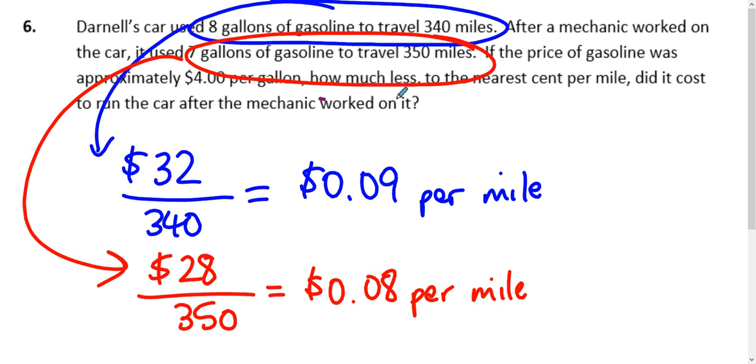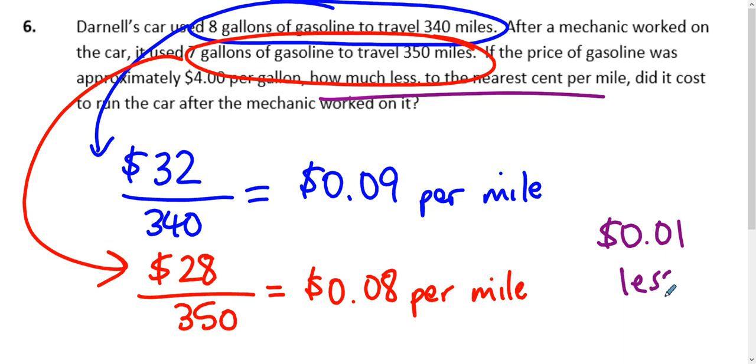Well, how much less? 0.01, 1 cent less per mile. That's how much less it cost per mile to run the car after the mechanic worked on it. That's a pretty good margin there. I'd pay the repair if it made my car do that.